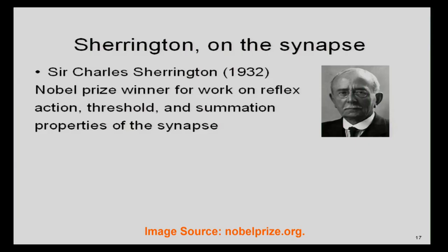The key name you need to know in terms of people that contributed importantly to our understanding of how these neurons are integrating information is Sir Charles Sherrington. In the 1930s he won a Nobel Prize for his work on reflex actions, threshold, and summation of properties of the synapse. We're going to focus on his principles of summation in the next few slides.